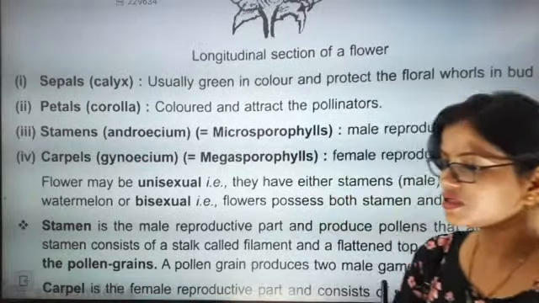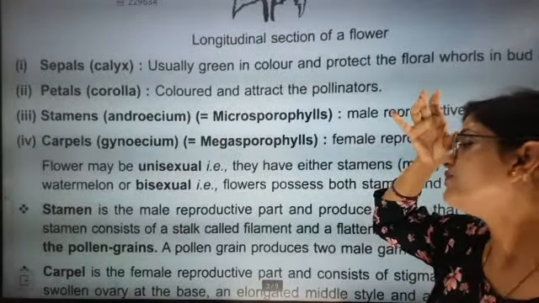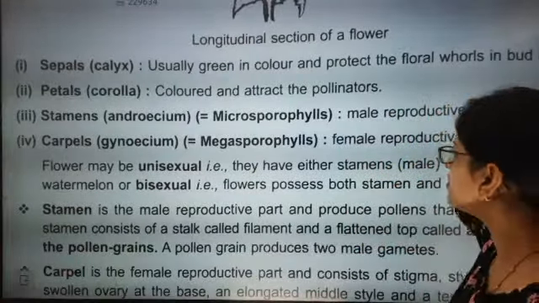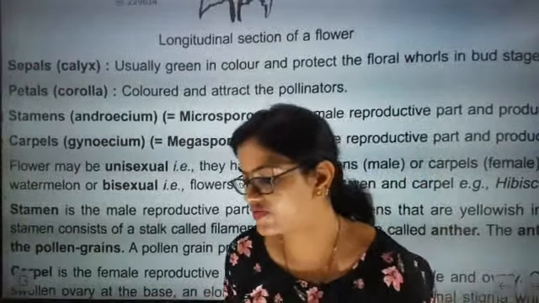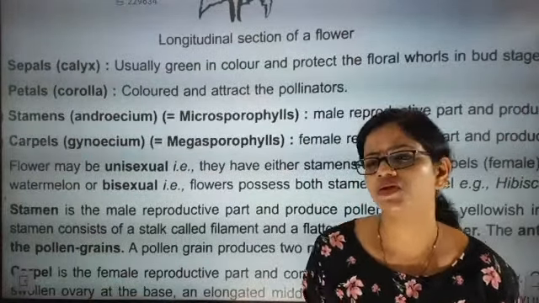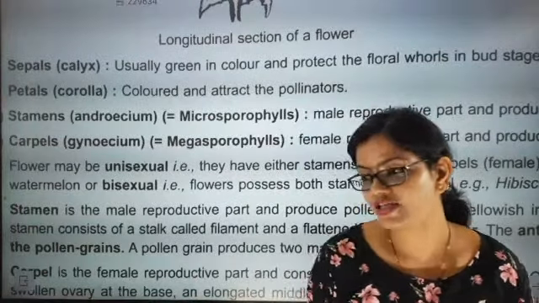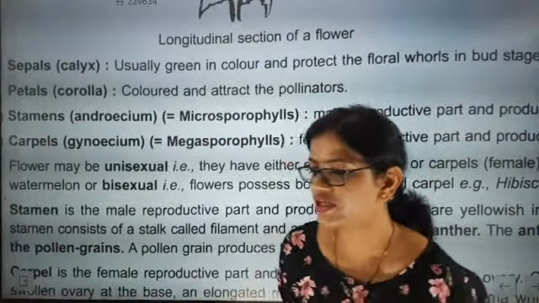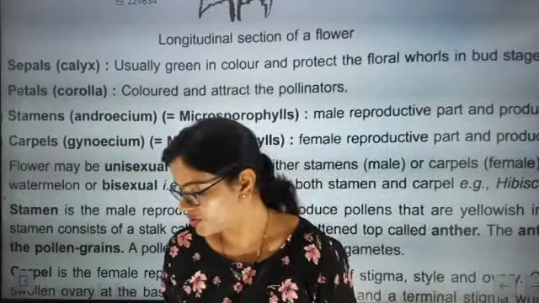Great, super. So in the last class we also discussed unisexual flower and bisexual flower. We were discussing unisexual flowers: the flowers which have either a male part or a female part are called unisexual flowers. Yes, they will have either a male or a female part, and they will be called unisexual flowers.